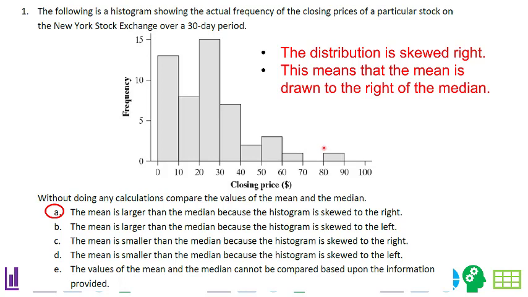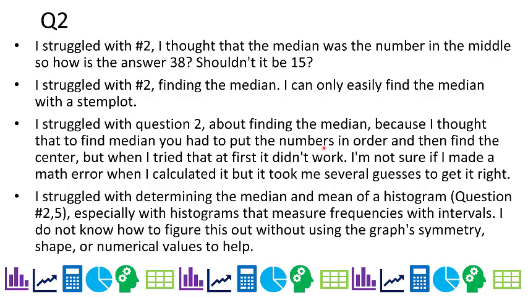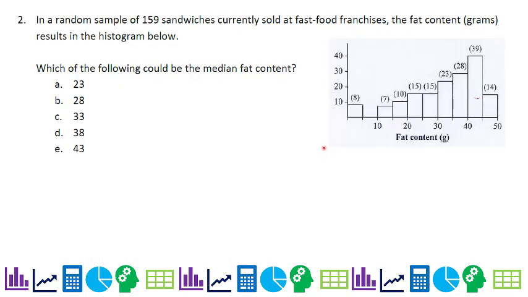So we didn't have too many of you struggle with question 1. Question 2, some of you thought the median was a number in the middle, so how's the answer 38? Shouldn't it be 15? So you can see several of you were struggling with it, so let's go ahead and talk about this. So we have a total in a random sample of 159 sandwiches currently sold at fast food franchises. The fat content grams results are in the histogram below. Which of the following could be the median fat content?